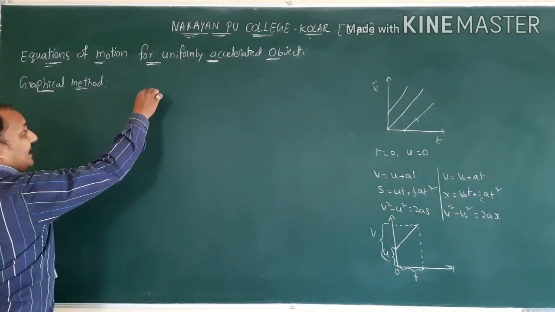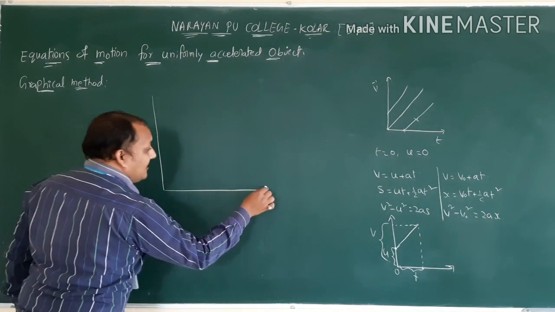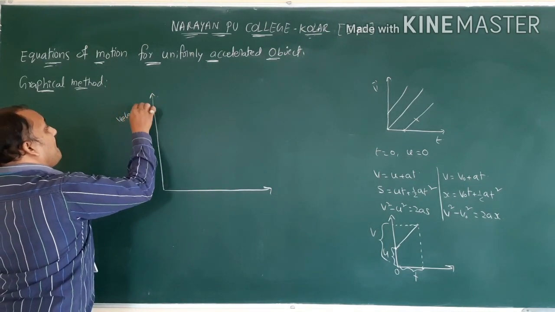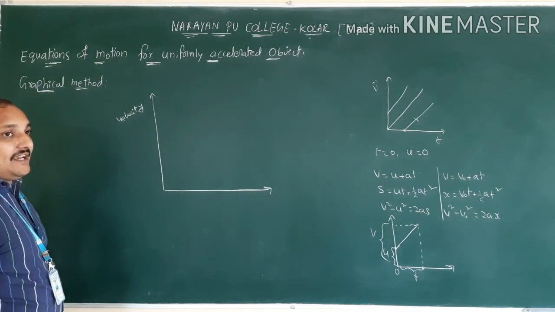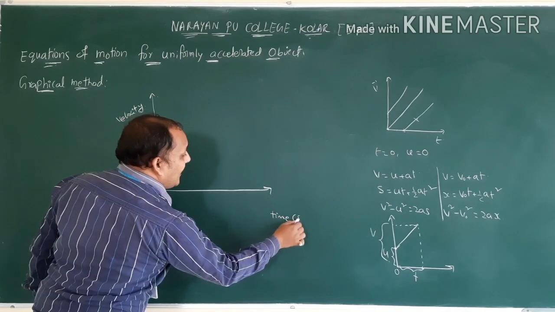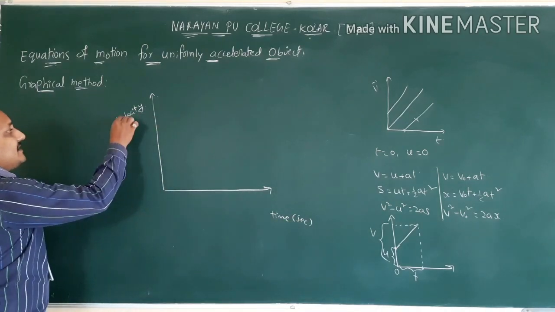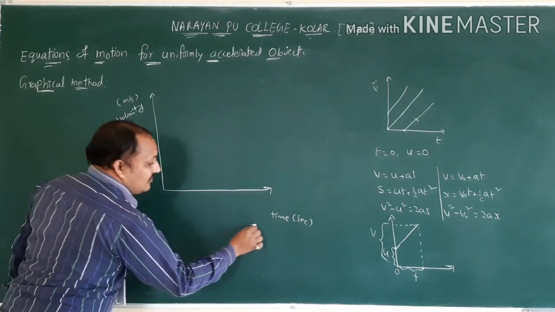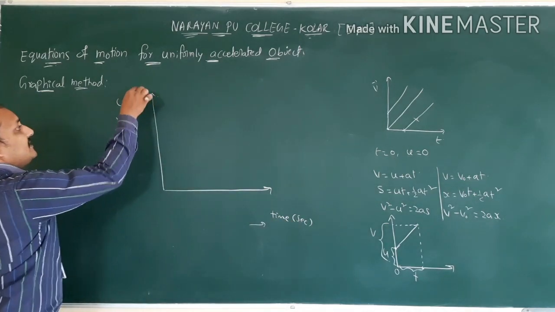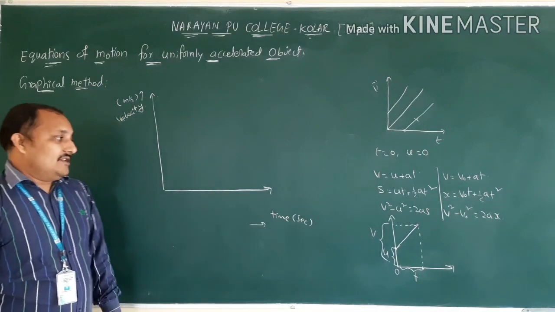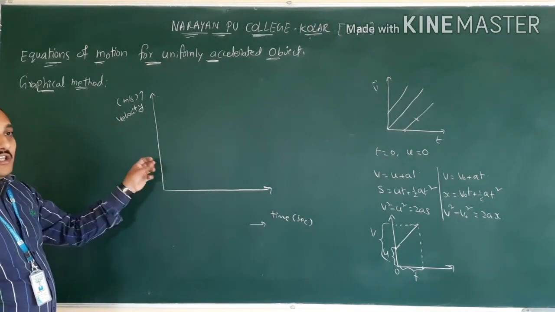How have we drawn the diagram? Velocity we have taken on the Y-axis, and time on the X-axis. Velocity units are meter per second, time units are seconds. So this arrow mark is nothing but the graph, and you have to write it with the units. Now we have to draw the graph.